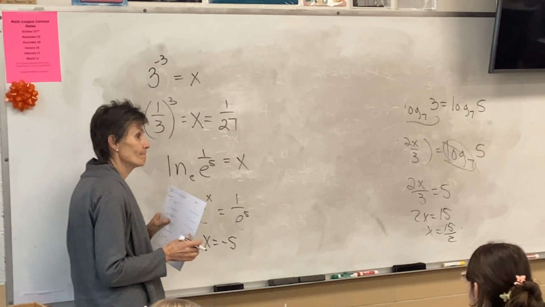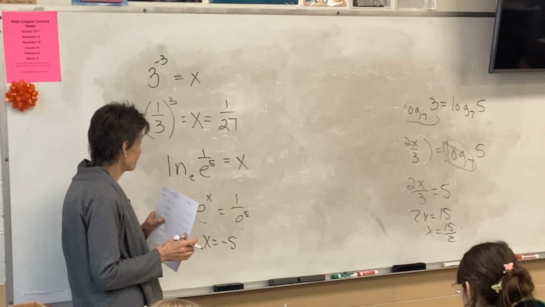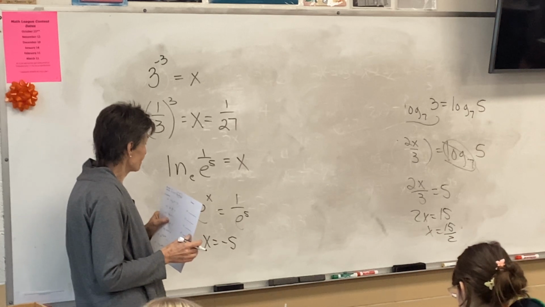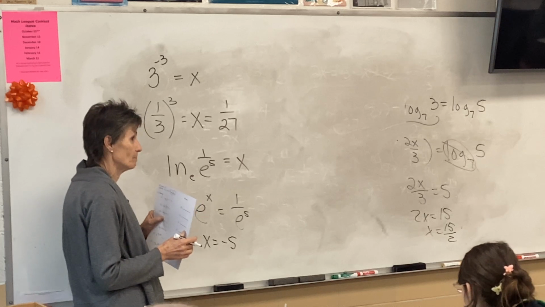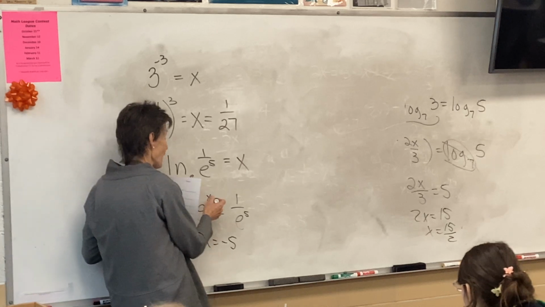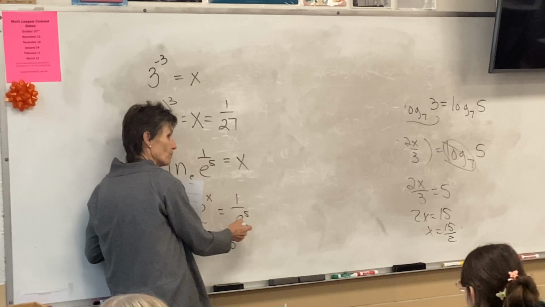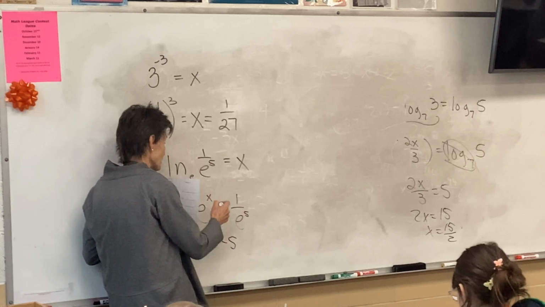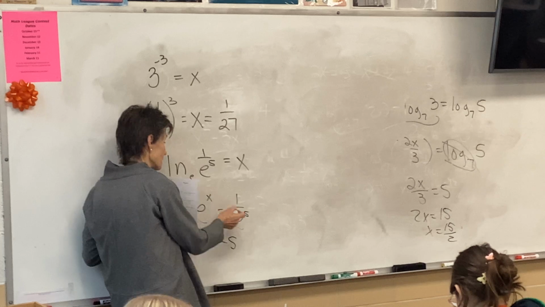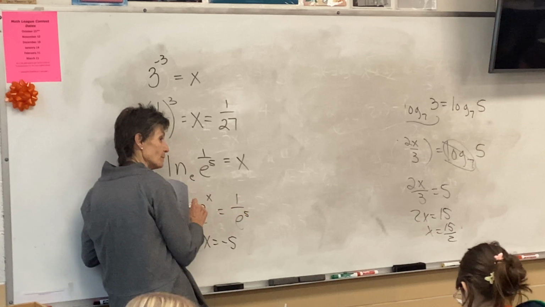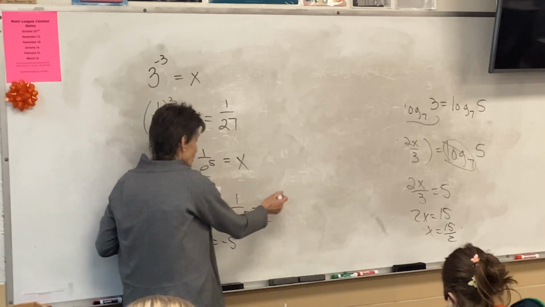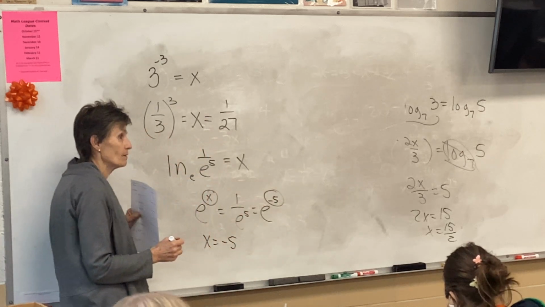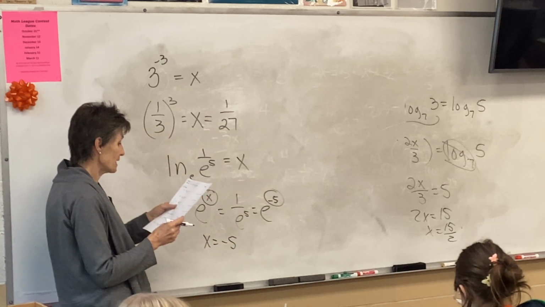Is it because the e's cancel? Or does it not cancel because it has an exponent? Yeah, nothing's canceling in this problem. We got to figure out what power we're going to raise this to get 1 over e to the 5th. It's going to have to be a negative to make it 1 over. This right here is e to the negative 5th. So x has to be negative 5. Nothing cancels in that one.